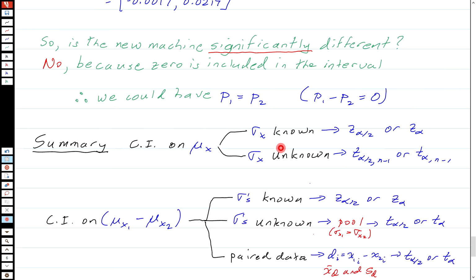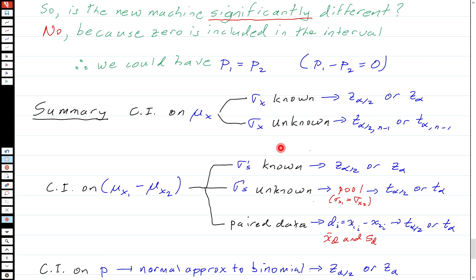Okay, just to summarize then, everything we've so far done with confidence intervals. Confidence interval on the mean. We had two cases: sigma x known, and there we were using z alpha by 2 for a two-sided test, or z alpha for a one-sided test. When sigma was unknown, that looks like a z, but it's actually a t. Let me just clean that up a little bit. Okay, sorry. So it's t alpha by 2 or t alpha with n minus 1 degrees of freedom.